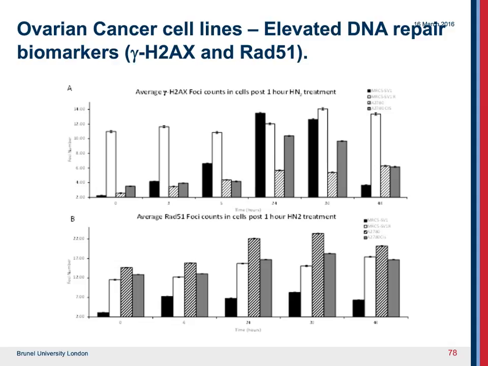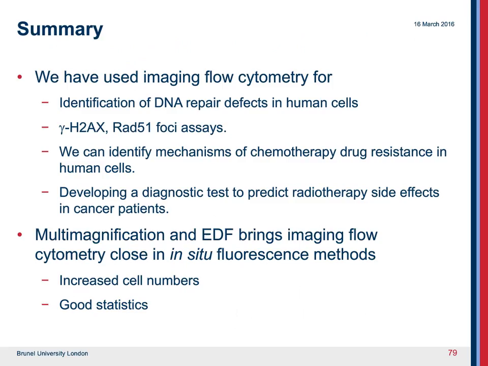So to summarize, we're heavily invested in imaging flow cytometer for identification of DNA repair defects in human cells, and we've developed good and reproducible protocols for spot counting, such as gamma H2AX and Rad51. We're moving into identifying mechanisms of chemotherapy drug resistance in human cells, and our diagnostic test development for the prediction of radiotherapy and chemotherapy side effects is really important to us.